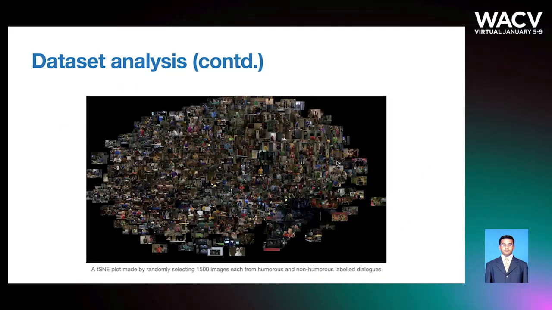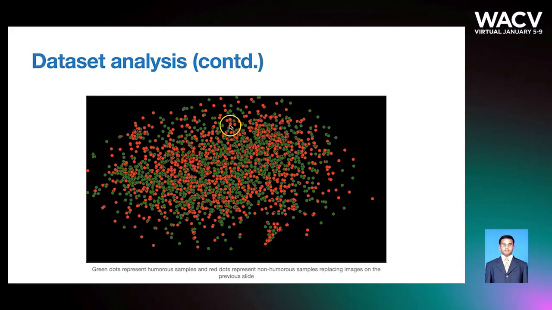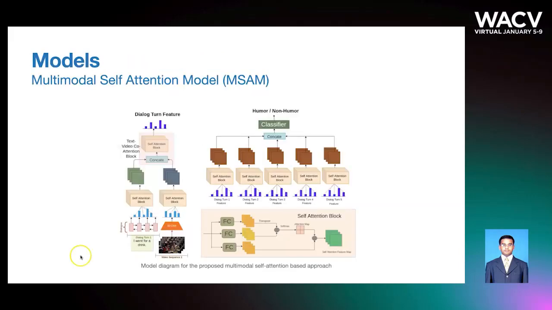This is a t-SNE plot made by randomly selecting 1500 images from each of the humorous and non-humorous categories. Now, if we replace each image by a dot, such that a green dot represents a humorous sample and a red dot represents a non-humorous sample, you get a plot like this. The random distribution of these points hints towards the absence of any visual bias. Characteristics like these make the dataset challenging.